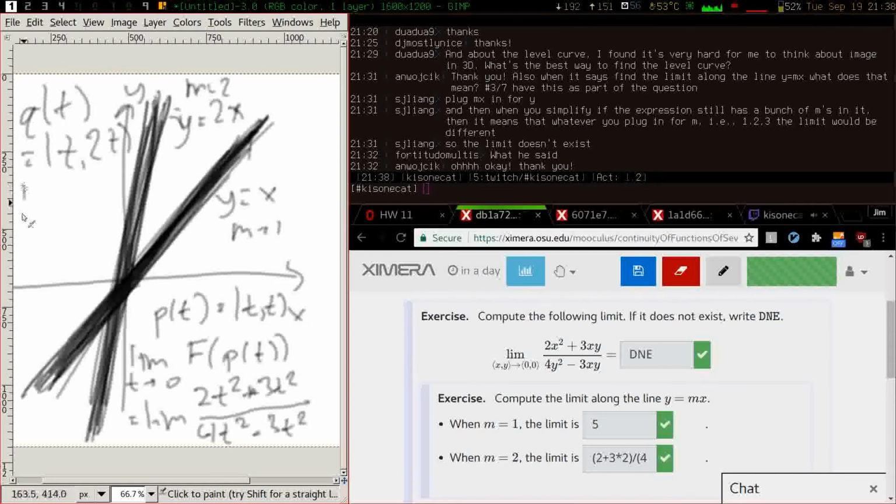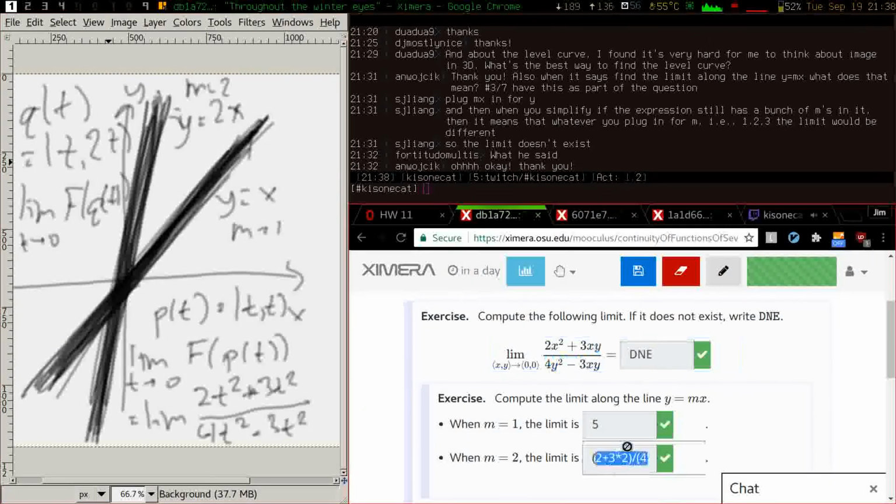So then I would again be calculating a limit as t approaches 0, but to explore the function's behavior along this line, I would be computing the limit of big F of q of t. And when I do that, I'm plugging in t for x, but 2t for y into this expression. And that's where this thing comes from. It comes from plugging in t for x and 2t for y, and then seeing what happens when t approaches 0. And I discovered that along this line, I get a different value for the function.